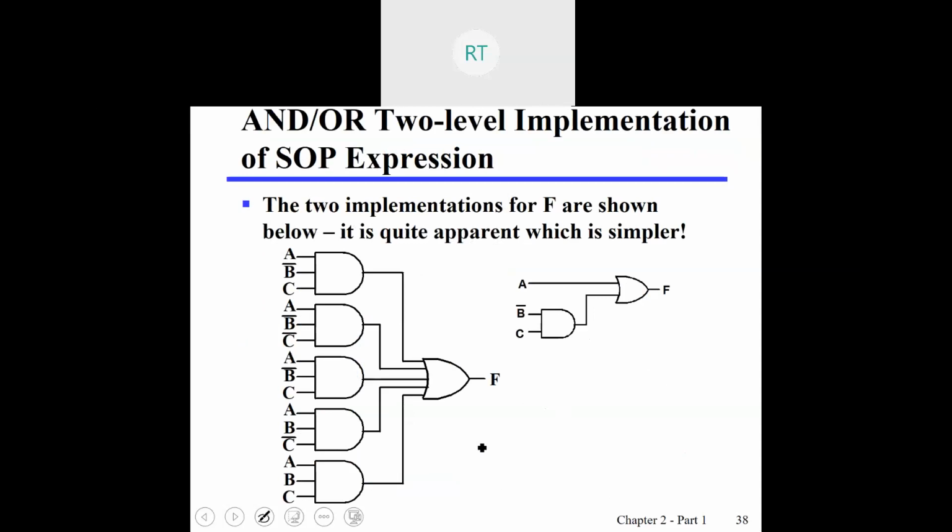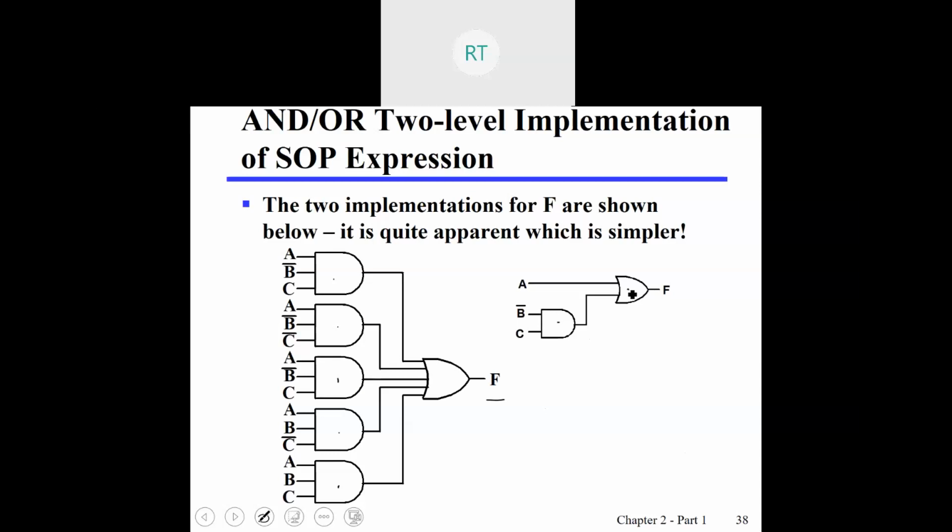So this is an AND. This is also an AND. The output of the 5 ANDs will be ORed, and you get the F. What about the second one? It is A or B bar C. So you do the AND for B bar C, and the output of it, you OR it with an A, you get an F. These two are equivalent, but it is simplified.